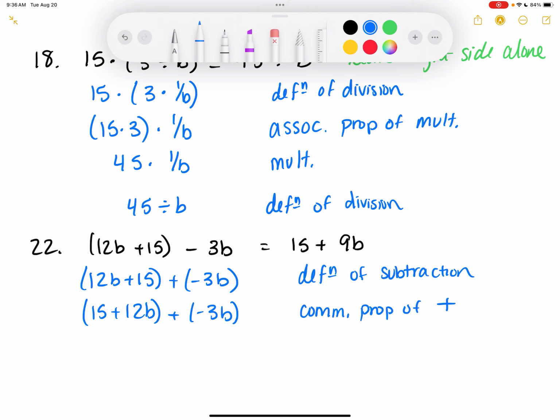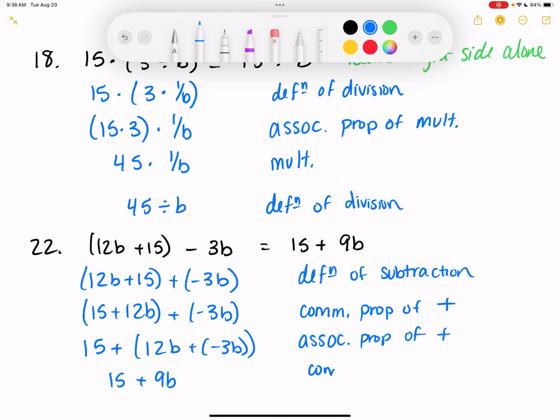Now, Zach, what do I do? That's what you tried to get me to do last time. Grouping. So associative property of addition. Yep, so I'm going to regroup. I'm going to do the 15 plus, and then 12b plus negative 3b in this one. And that's associative property of addition. Now what? Combine like terms. Yep, combine like terms. So 15 plus 9b, and the reason is literally just combine like terms.